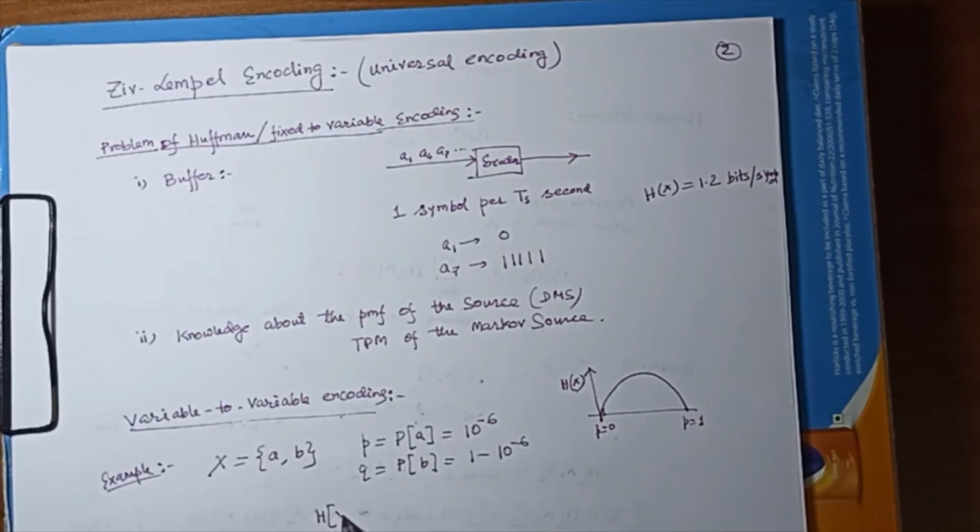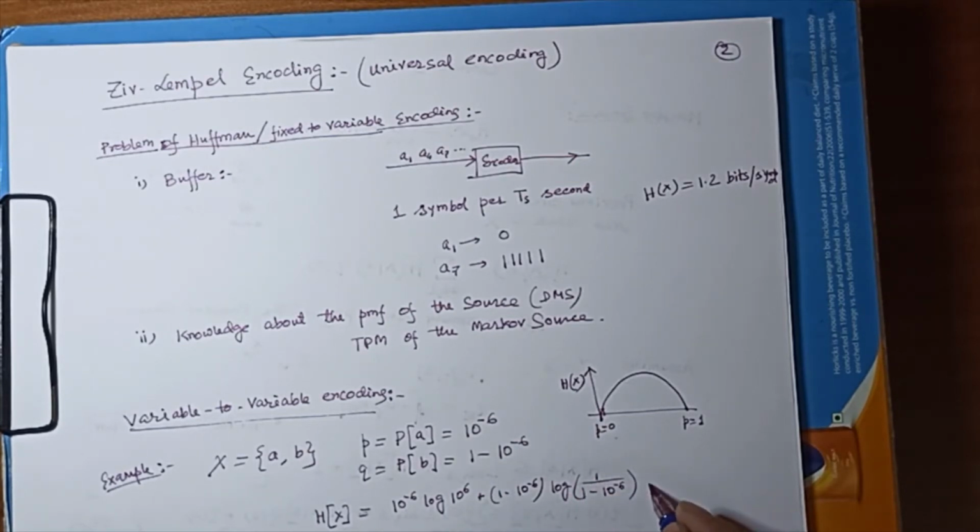H(X) you compute as 10 to the power minus 6 times log 10 to the power 6, plus (1 minus 10 to the power minus 6) times log 1 by (1 minus 10 to the power minus 6). You can see that the first log value is large, but it is multiplied with a very small value, and the second is close to log 1, which is 0. So it is very close to 0. It is very small.